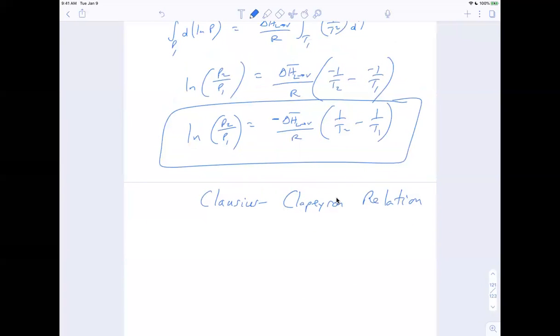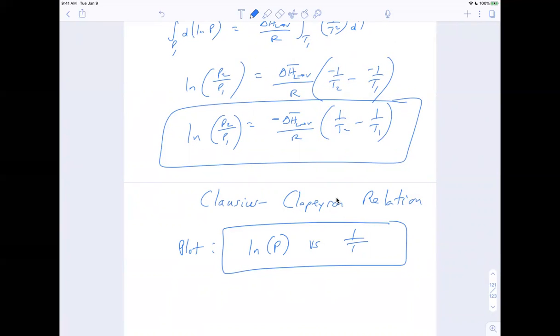What this is also indicating here is that you could actually plot natural log of P versus 1 over T. If we were to plot natural log of P versus 1 over T, this would result in a linear relationship.